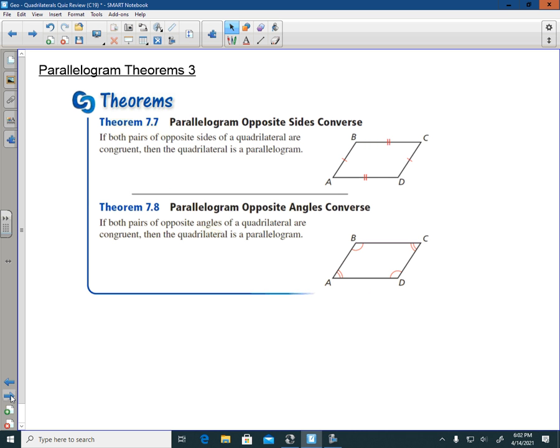All right, the next topic was parallelogram theorems 3, and here's where we started taking the 4 theorems that we talked about before, turning them around and using them to tell us whether or not the quadrilateral we're looking at is a parallelogram. And here's a couple of theorems about that. The first one says if both pairs of opposite sides of a quadrilateral are congruent, then the quadrilateral is a parallelogram. And then the second one says if both pairs of opposite angles of a quadrilateral are congruent, then the quadrilateral is a parallelogram. So this is a way to tell if what you have in front of you is a parallelogram.